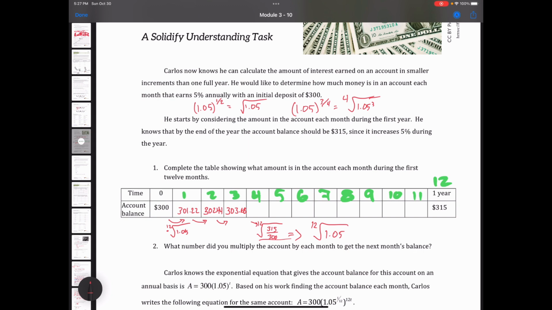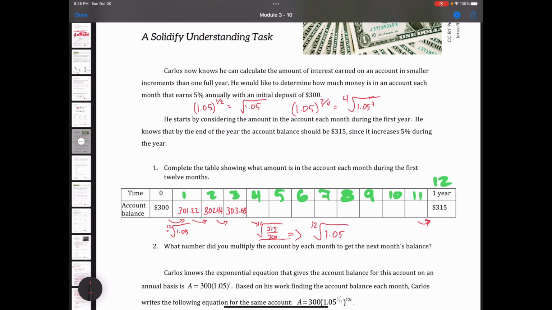If you are confused, some calculators will handle this a little differently. You might have to enter it as a fractional exponent, say 1.05 to the 1/12th power, and then multiply that by the previous number. Your very final number should give you 315 exactly. So go ahead, pause the video, and take a couple of minutes to fill in the rest of those. If you are confused, please ask a classmate how to enter those fractional exponents or the 12th root into your calculator.